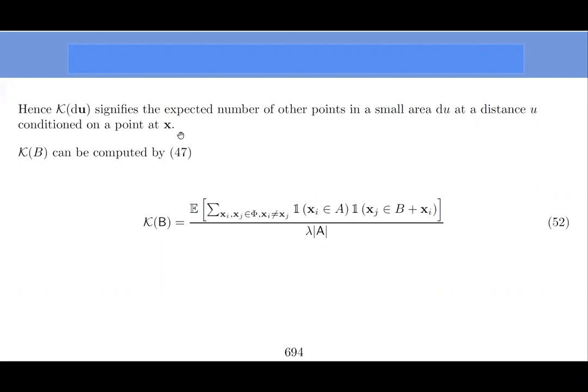So I can directly write the formula for K(B). For any set B, K(B) is equal to: you go through all the distinct pairs such that xi belongs to A, and you count how many points xj are there such that xj minus xi belongs to B, that is, the relative distance of xj with respect to xi belongs to B. So if xi is at the origin, then xj would be in B. And I divide it by the total number of points in set A. Or I can just condition on there being a point at the origin and compute how many points there are in set B. That will give me K.